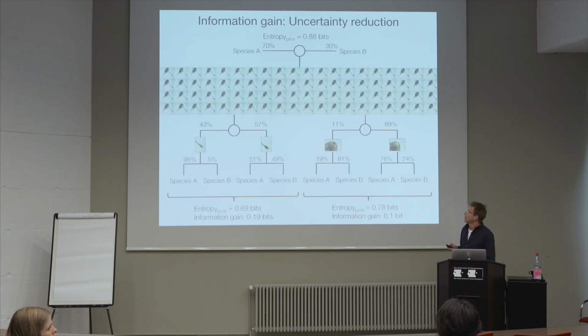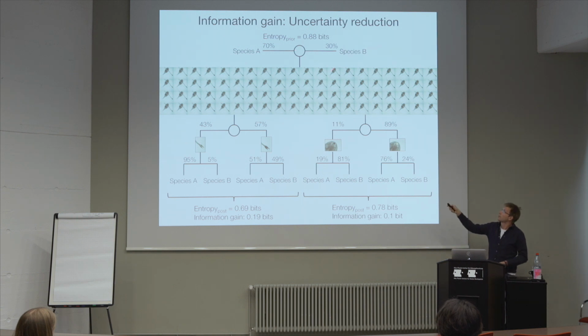Okay? So now we can do the same for this model. So the structure is exactly the same, but now we talk not about accuracy, but about reducing uncertainty. So what we do is essentially we look at the prior and we see, okay, the information contained in that distribution is 0.88 bits.